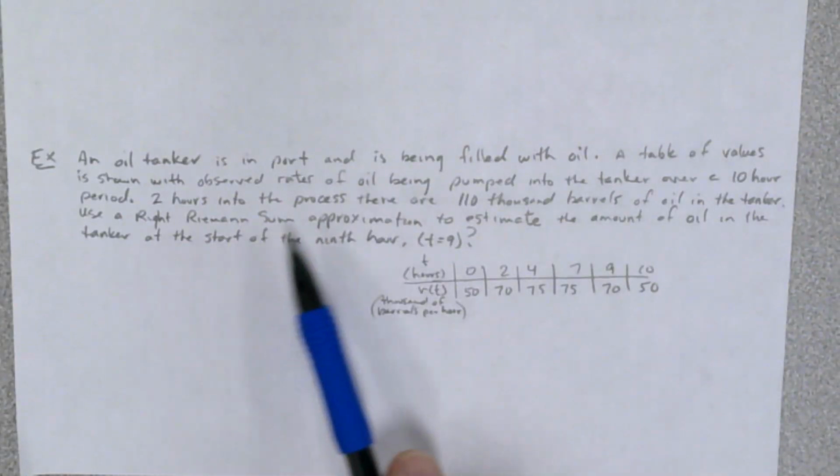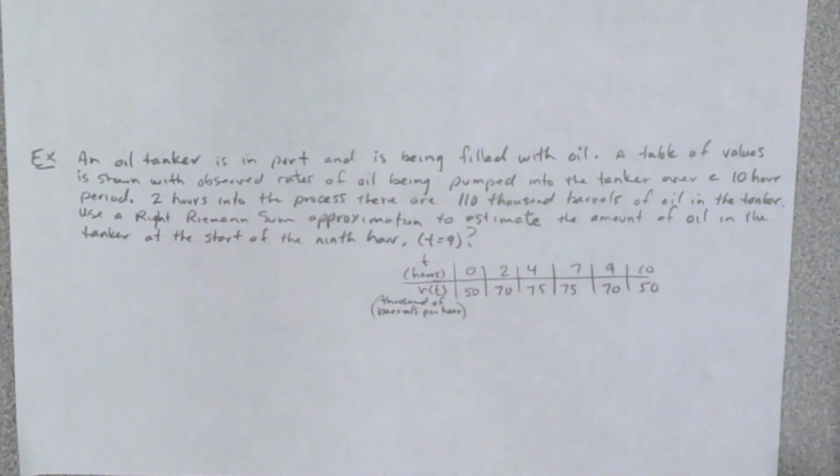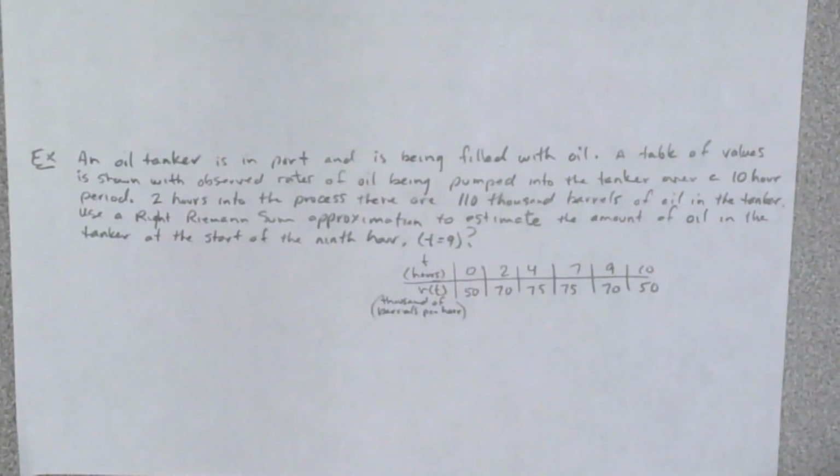2 hours into the process, there are 110,000 barrels of oil in the tanker. Use a right Riemann sum to estimate the amount of oil in the tanker at the start of the 9th hour. Okay?